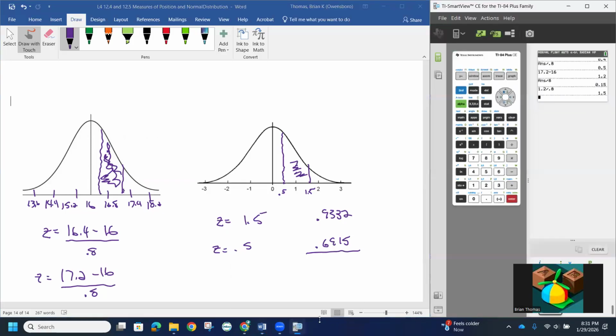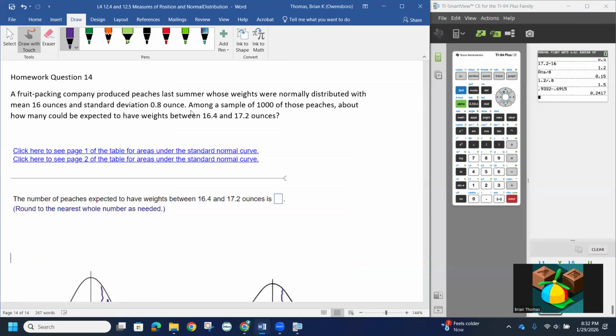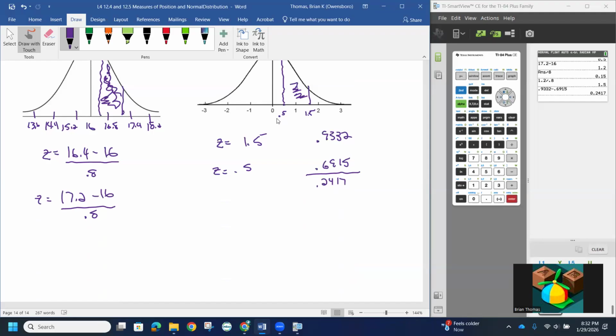So where did my calculator go? So let's see here. 0.9332 minus 0.6915. That gives us 0.2417. So around 24% of the peaches are going to be between that, but we want to know the actual number of peaches. So out of 1,000, 24.17% are going to be between there.